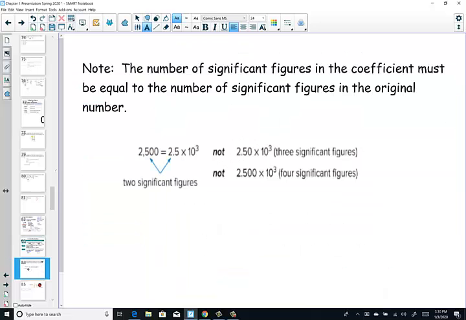Note the number of sig figs in the coefficient must be the same as the significant figures in the original value. And that's what I stressed a moment ago. When I first wrote it, I did it kind of on purpose to challenge us to think about what would be correct. 2.500 is reporting 4 sig figs, but we're not allowed to do that because this particular number only has 2 sig figs, and therefore we must match, and keep that the same as 2.5 times 10 to the third.